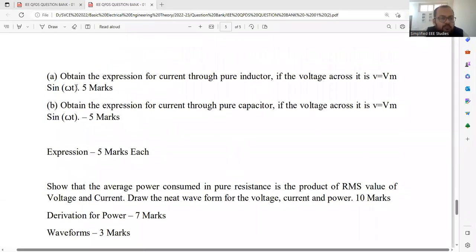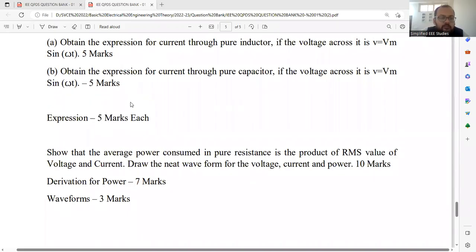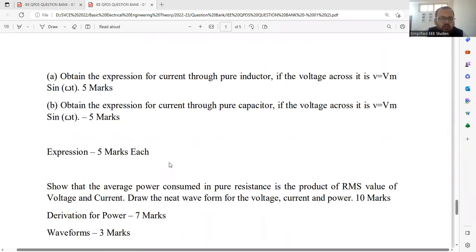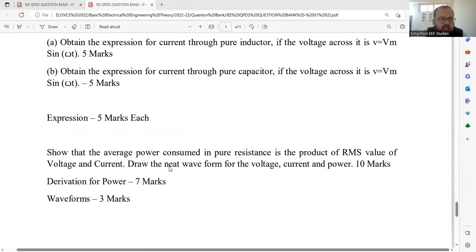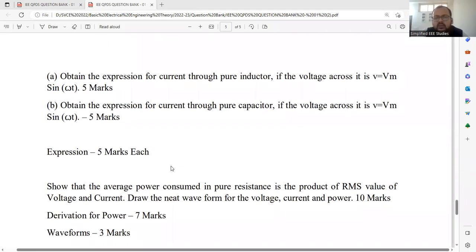Similarly, you can expect another type of question. Explain the expression for current flowing through a pure inductor if v is equal to Vm sin omega t. Similarly, the expression for current flowing through the capacitor if v is equal to Vm sin omega t. These are simple types of questions only. Draw the phasor diagram first of all.